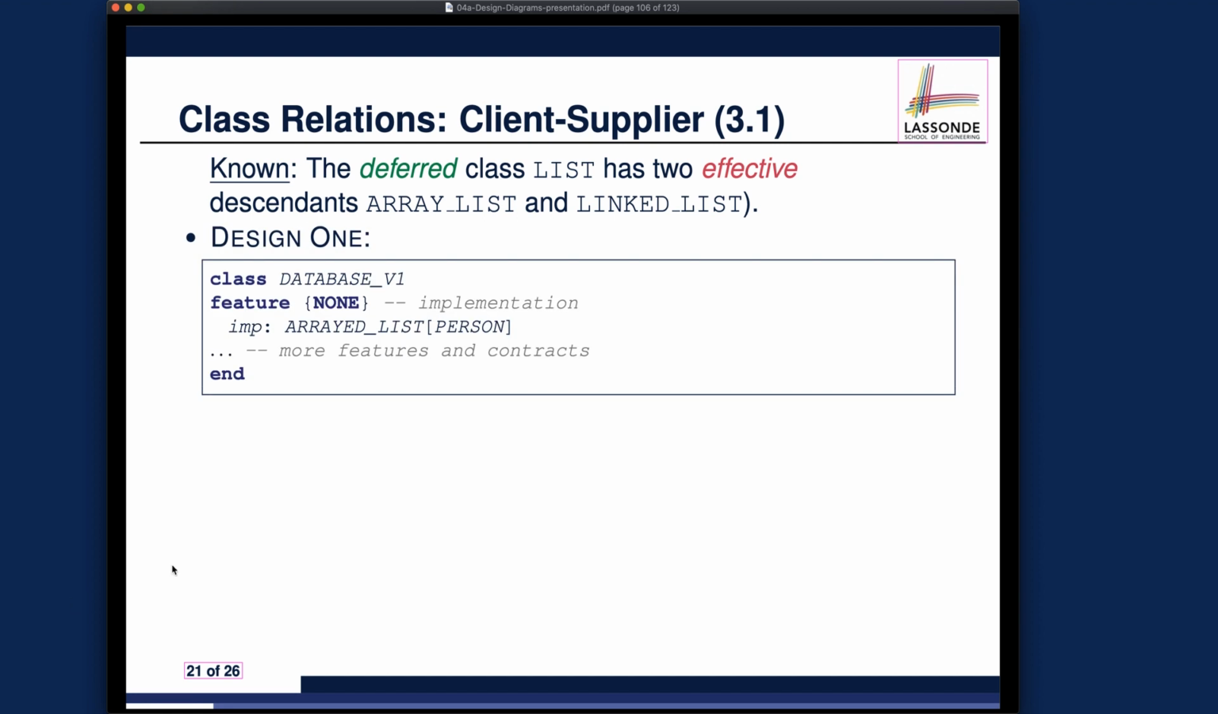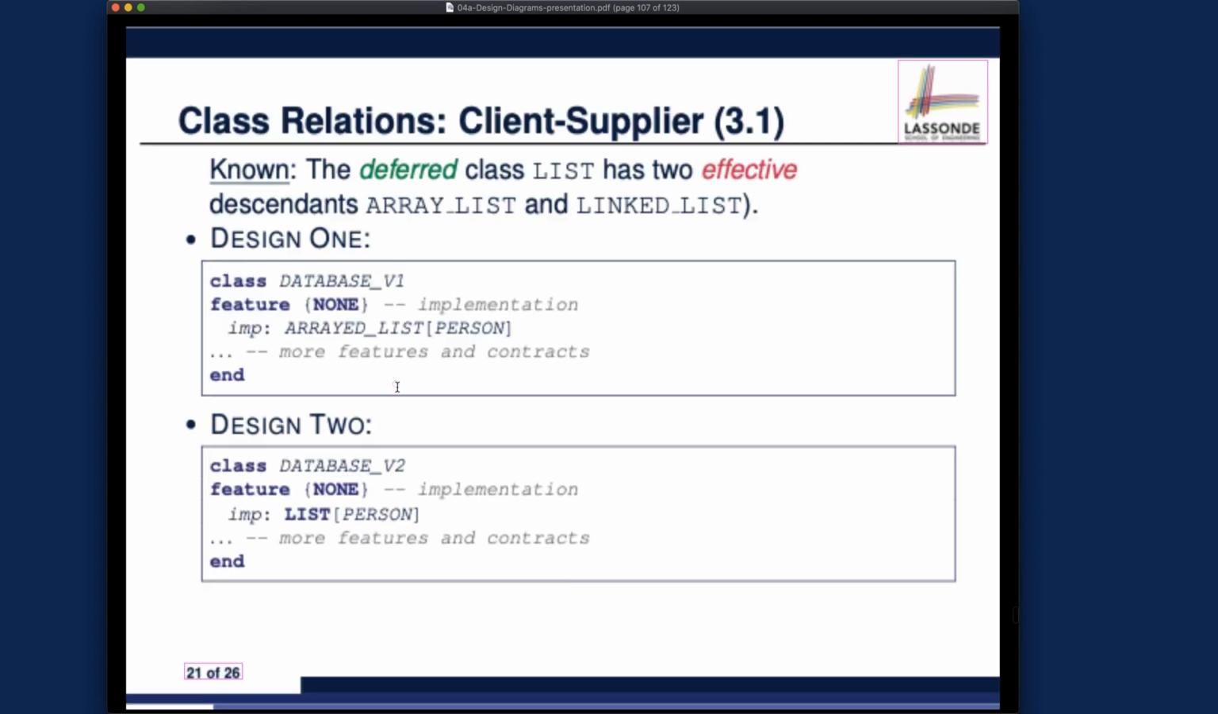Let's say design number one. I simply have database version 1, and then I have some private implementation. Let's say imp over here can be a query, can be an attribute. Let's say attribute for now. And then it's simply array list. You can see array list is actually an effective, concrete descending class. Let's say design number 2. In this case, I will have database version 2, and I also have the implementation here. And now the type is an interface type. It's a list of person as opposed to array list of person.